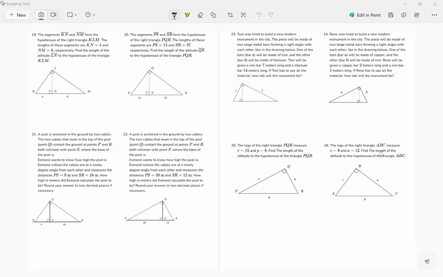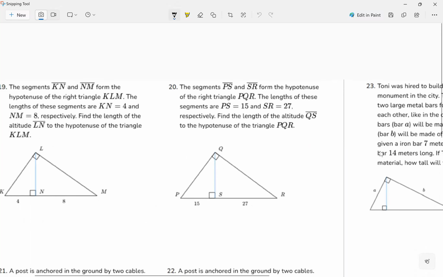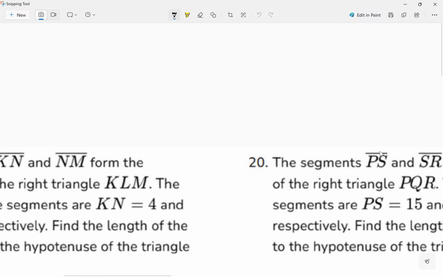All right, for today, we're going to be looking at questions 19 through 32. This is actually a very, very interesting topic. So I'm going to use 19 through 32. I'm going to look at this in various ways. We're going to call this similar right triangles.